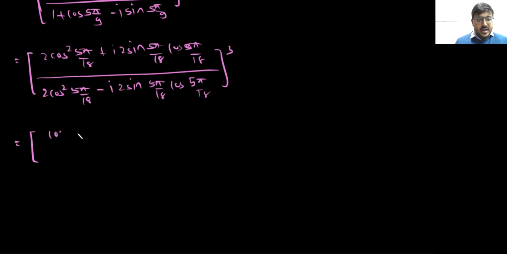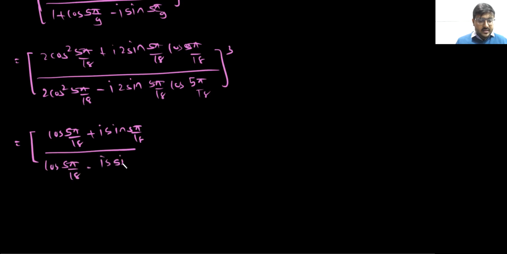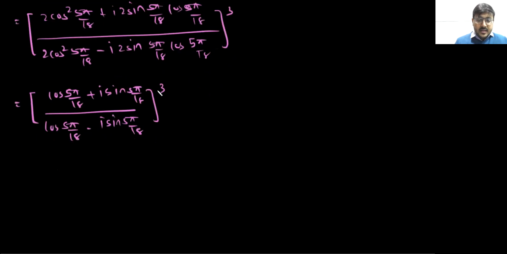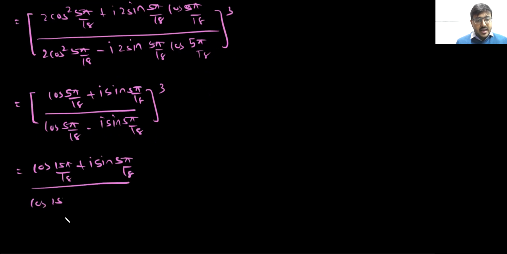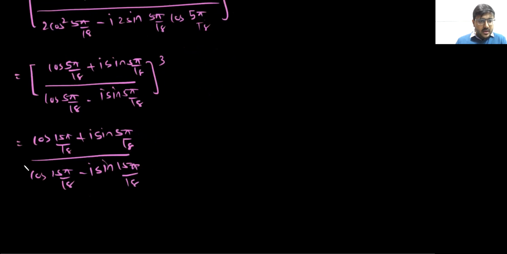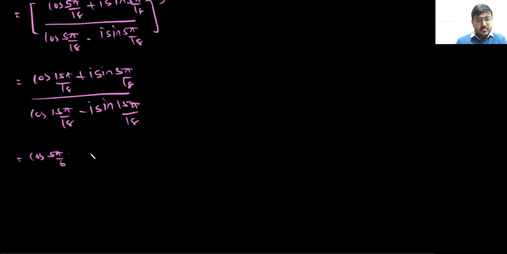Now we can get something common from numerator as well as denominator. So in numerator we'll get cos 5 pi by 18 plus i sine 5 pi by 18, upon cos 5 pi by 18 minus i sine 5 pi by 18, to the power 3. Now let's go with De Moivre's theorem, that we can directly multiply 3 in the bracket. So cos 15 pi by 18 plus i sine 15 pi by 18 divided by cos 15 pi by 18 minus i sine 15 pi by 18. So it will be cos of 5 pi by 6 plus i sine 5 pi by 6 upon cos 5 pi by 6 minus i sine 5 pi by 6.